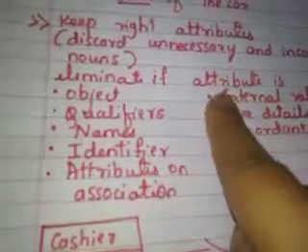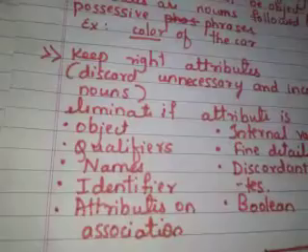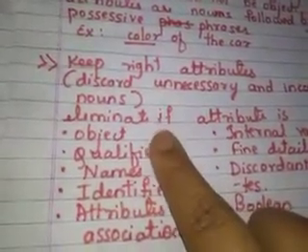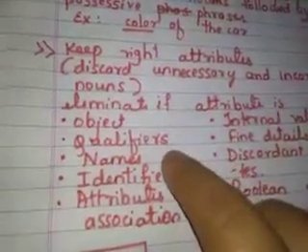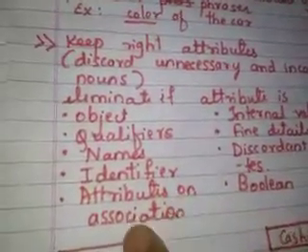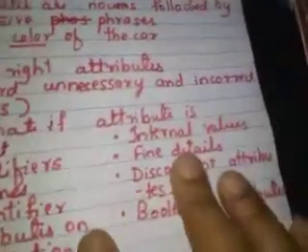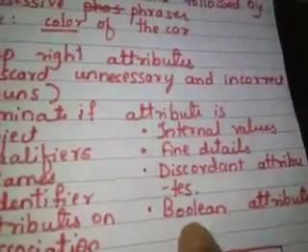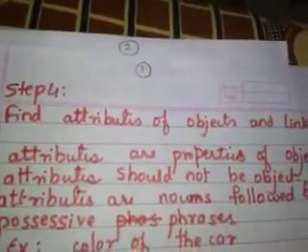So we are eliminating the attributes depending upon these criteria, which we'll study one by one. That is, we eliminate an attribute if it is an object, if it is better to be used as a qualifier, right? The names, the identifiers, attributes on the association, the internal and the fine details, and the discordant attributes are rejected. Similarly, we'll check what we can do with the Boolean attributes. We'll study these one by one. The fourth step is to find out the attributes of an object.